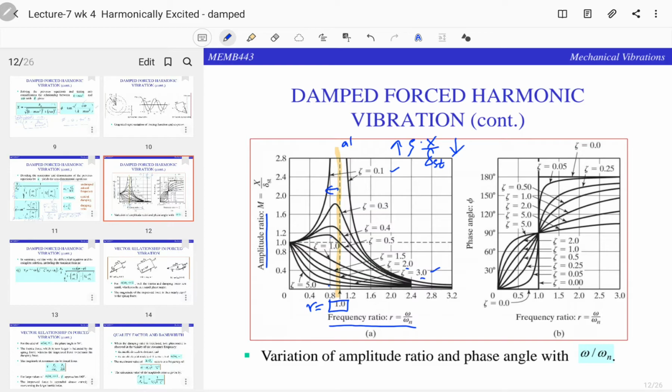So we are looking at r equals 1, and you can see at a very, very small zeta, it will go to infinity. Your x over static deflection goes to infinity, especially at 0, you wouldn't expect that.